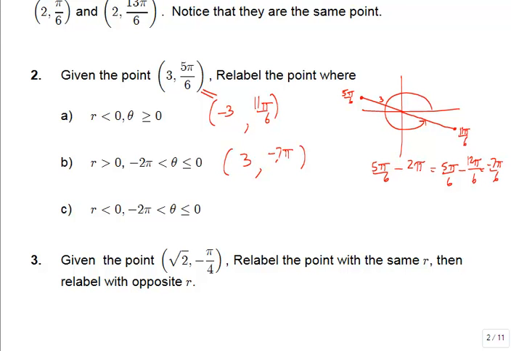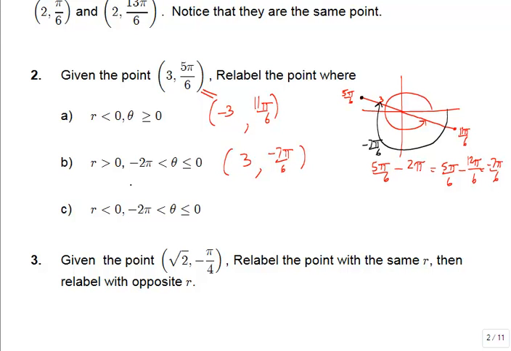So what that means is if I go this direction around, that's the same as -7 pi over 6, and then I would go out a distance of 3 from the origin. So that will end me up at that same point as before. So that works as well.